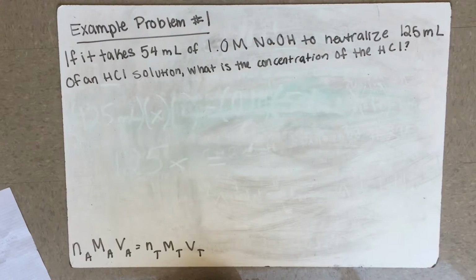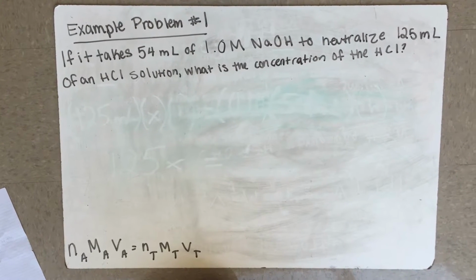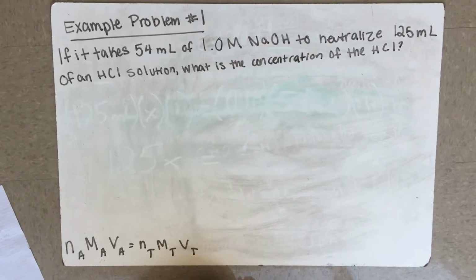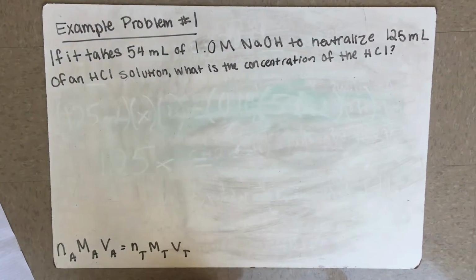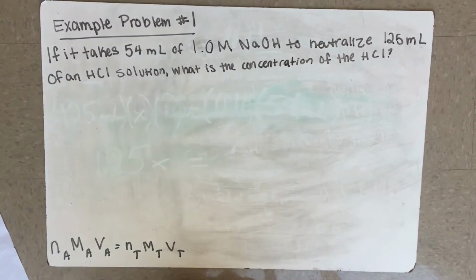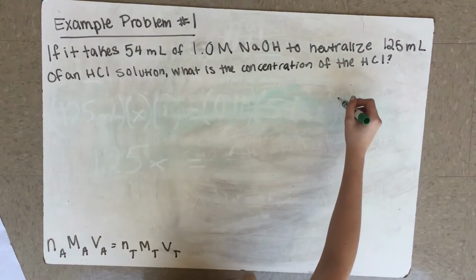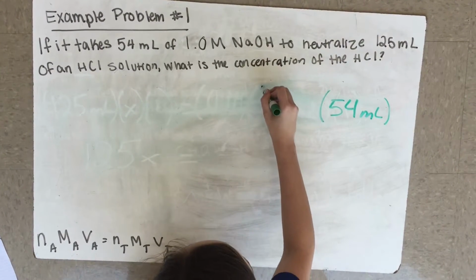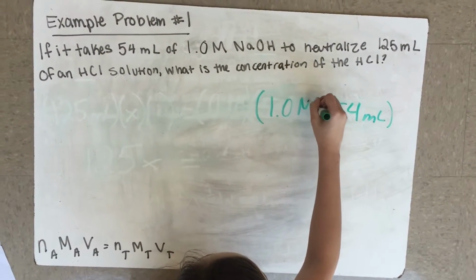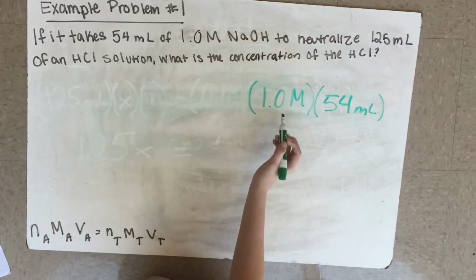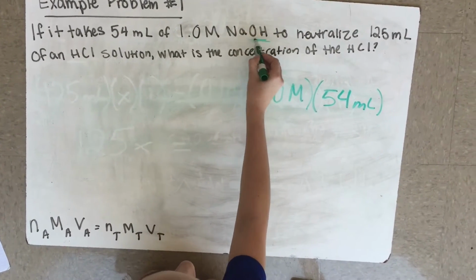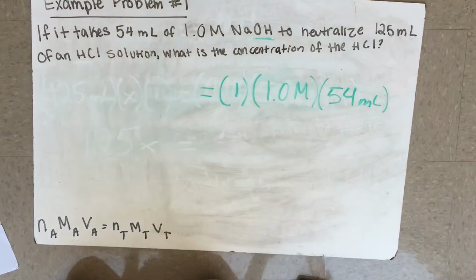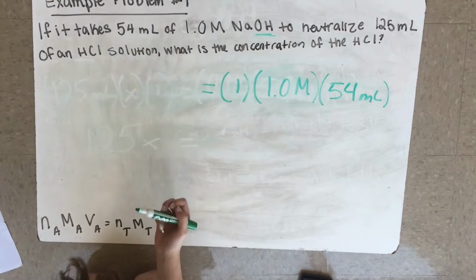Example problem number 1. If it takes 54 milliliters of 1 molarity NaOH to neutralize 125 milliliters of an HCl solution, what is the concentration of the HCl? Since the NaOH is the titrant because it has a known concentration, 54 milliliters and 1.0 molarity would go on the right, as well as a 1 because there's only one OH ion in NaOH. That would be equal to the analyte, which is of unknown concentration.